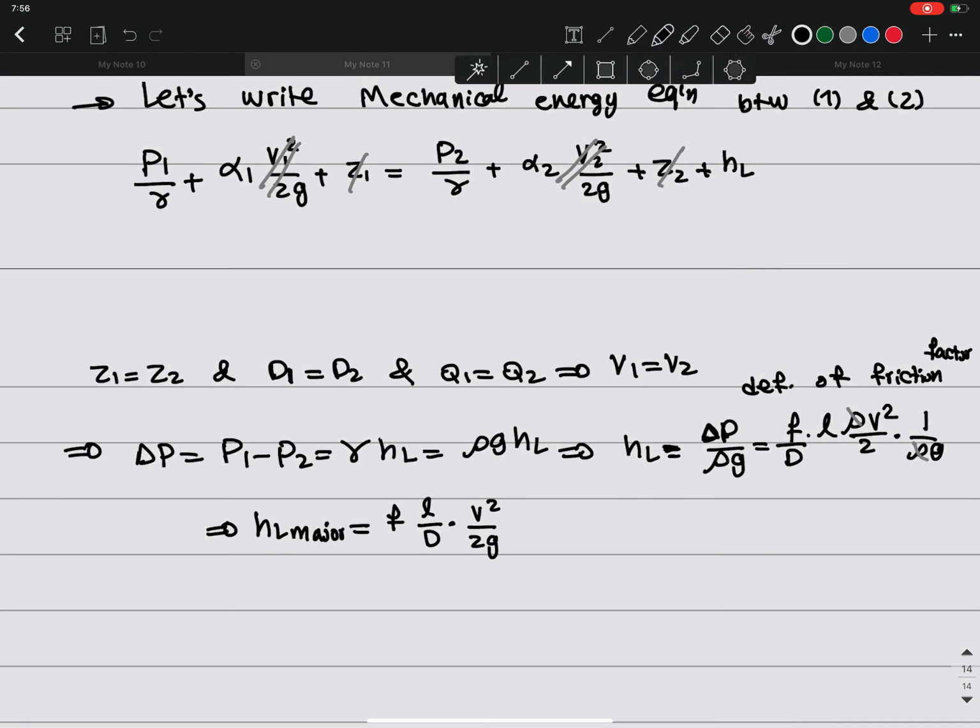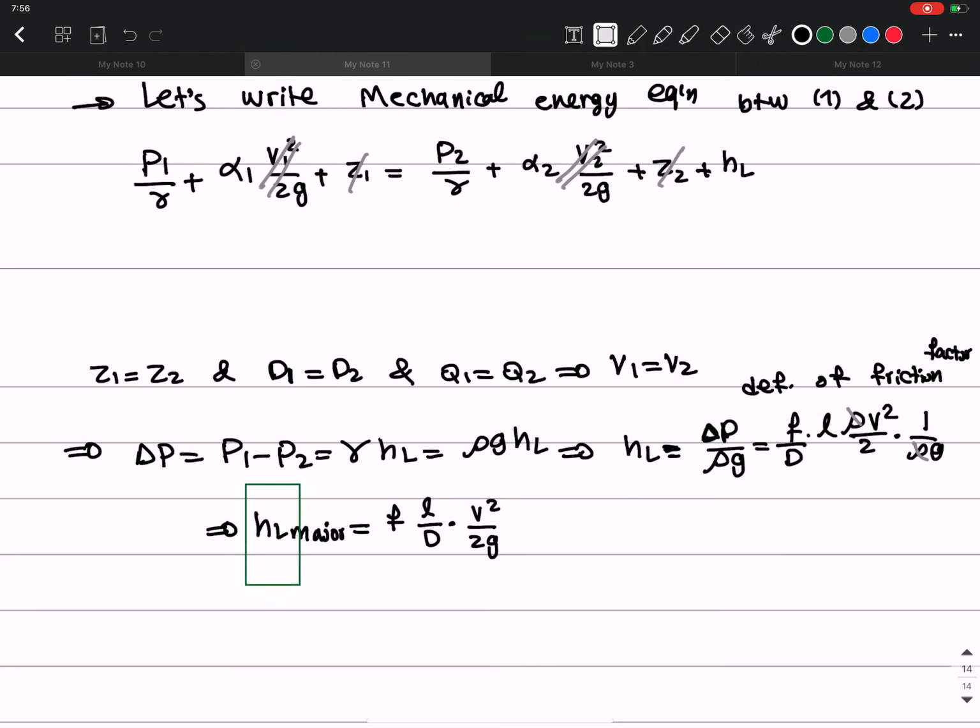This is a very important formula. So for the major loss in a turbulent pipe flow, what you need to do is find the friction factor multiplied by the length of the pipe divided by the diameter of the pipe and multiplied by V squared, the velocity squared, over 2g. Okay.